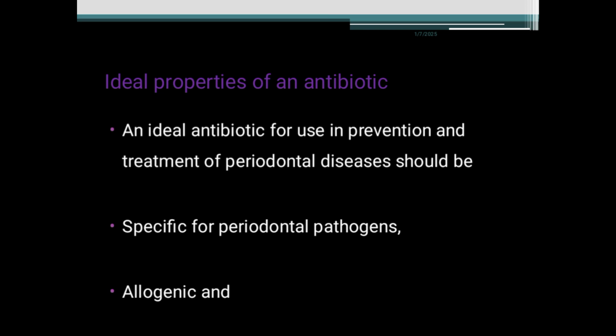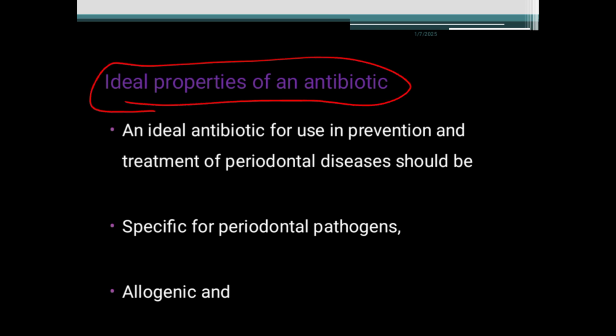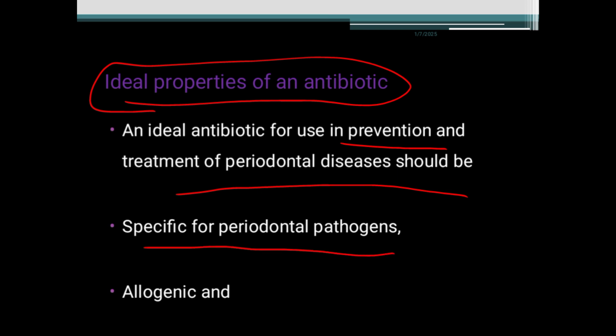Then, the ideal properties for any antibiotic. What are the ideal properties? The ideal antibiotic should prevent and treat periodontal disease, and be specific for periodontal pathogens. Which periodontal pathogens do you have? Porphyromonas gingivalis, Prevotella intermedia, Aggregatibacter, Bacteroides forsythus.